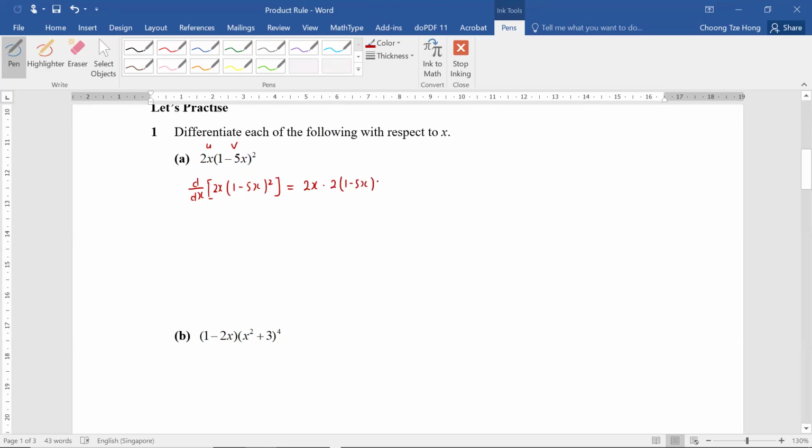Power reduces by 1. Okay, so over here we are using the chain rule. We need to differentiate inside the bracket. Differentiate inside the bracket, you will get negative 5. So we are done with the first half. So product rule is always a plus.